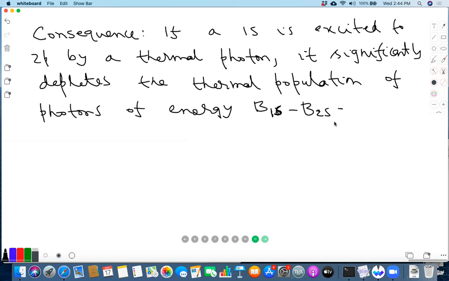Now, when we assume the thermal equilibrium formula, we assume that the bath is infinite. So a depletion of one thermal photon of energy B1s minus B2s has no effect on what happens the next time the next 1s is excited to 2p, if the density remains the same because the depletion is very small. So this assumption breaks down, and we see that this process of exciting 1s to 2p by thermal photon has actually affected the bath.